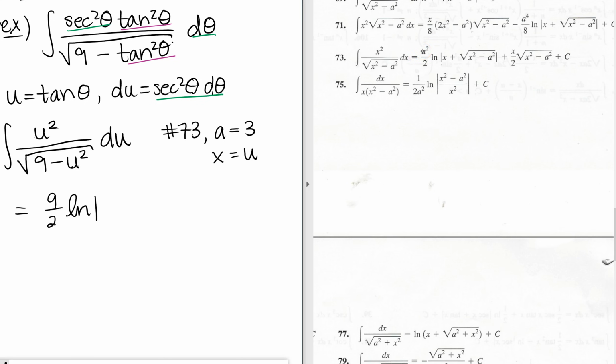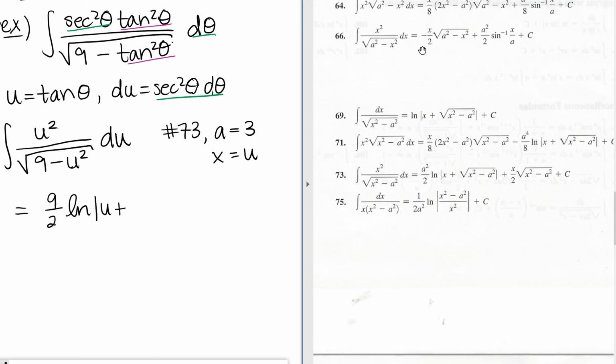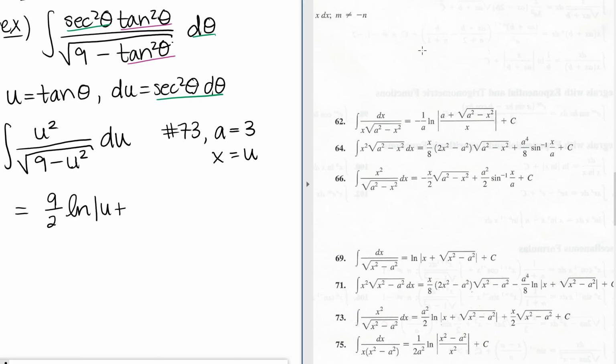Natural log of absolute value u plus, I'm on the wrong one. See, guys, this happens even to the best of us. This should be number 66. My fault. How embarrassing. Do you hear that thunder? That is so great. All right, so number 66, my fault. So actually, what I'm going to have is a negative u over 2. Now we're good to go.